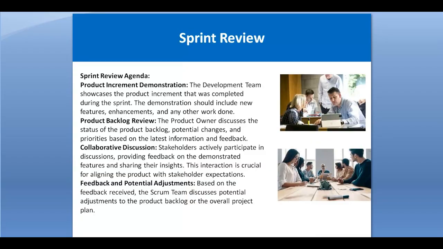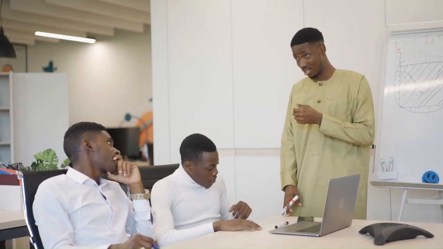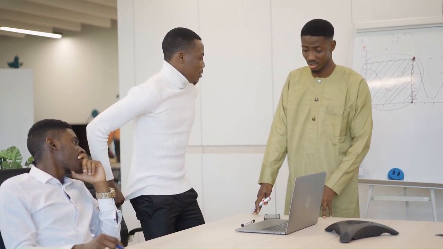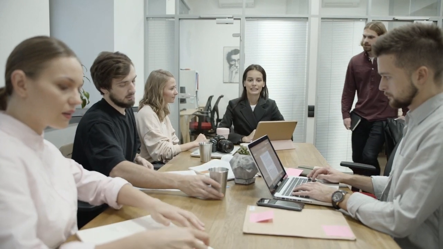Then collaborative discussion. Stakeholders, especially from the customer side, actively participate in the discussions, providing their feedback on the feature set and sharing their insights about the functionality. This interaction is very crucial for aligning the product with the stakeholder expectations. Feedback and potential adjustments. Based on the feedback received from the customer, the Scrum team discusses potential adjustments to the product backlog or the overall project plan as well. If any changes are received from the customer, they can accommodate and adopt them accordingly.